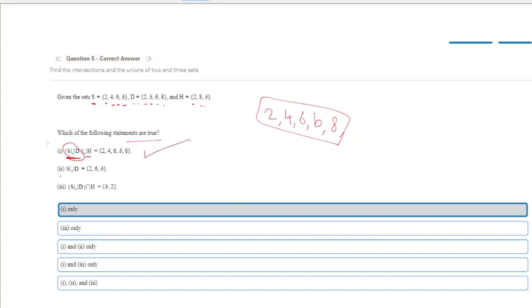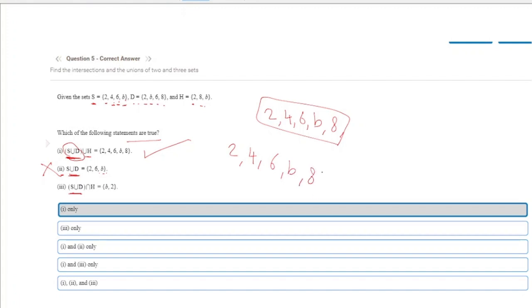Now let's go for option 2. S union D, it's 2, 6, B. So the union will be 2, 4, 6, B, and 8. Here it's only 2, 6, B. This is the wrong answer. Okay, S union with D, it will be 2, 4, 6, B, and 8.